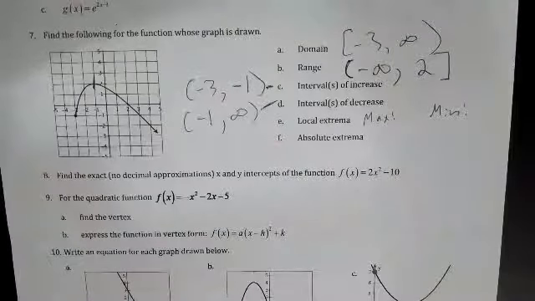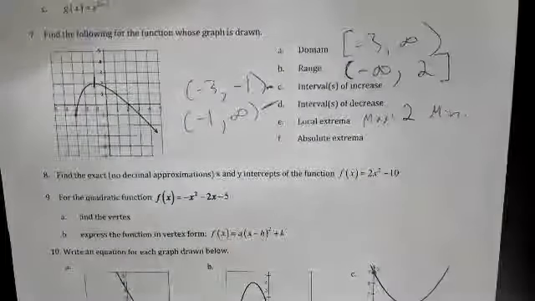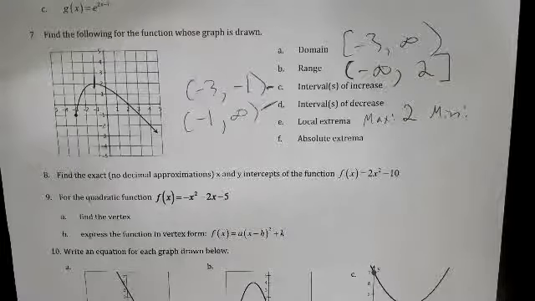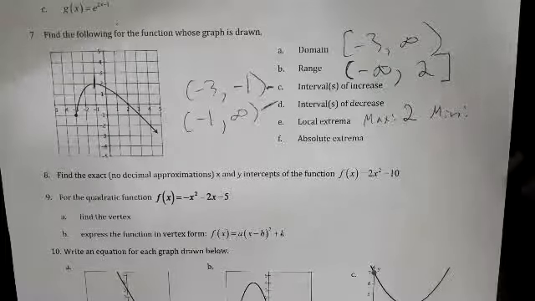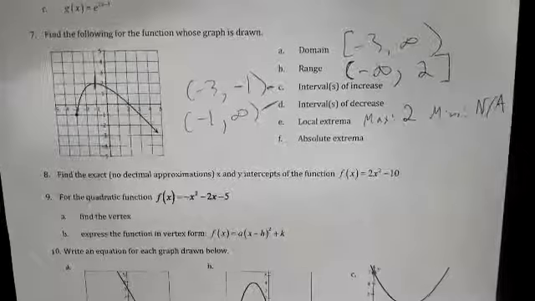Is there a max here? Yeah, 2. Max of 2. Is there a min? No. So when we do local, we don't include those endpoints, right? So there is no min.